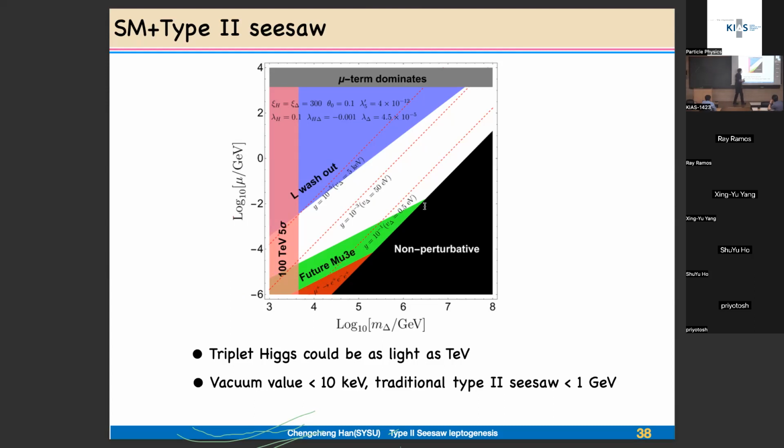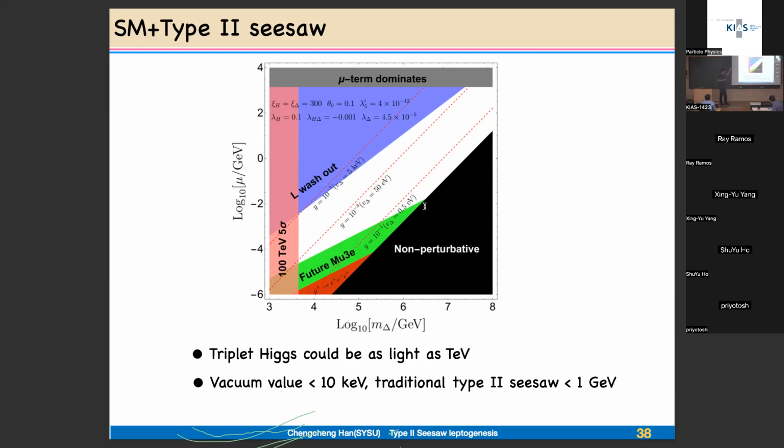This black region is excluded because the vacuum value of delta has something to do with mu. If this is too small, then the vacuum value becomes too small, and we cannot explain neutrino mass anymore. So we need to cut this region, but fortunately we still have some region where we can explain everything. And you can check this red line. Here I give the Yukawa coupling and also the vacuum value. We find this vacuum value should be smaller than 10 keV.